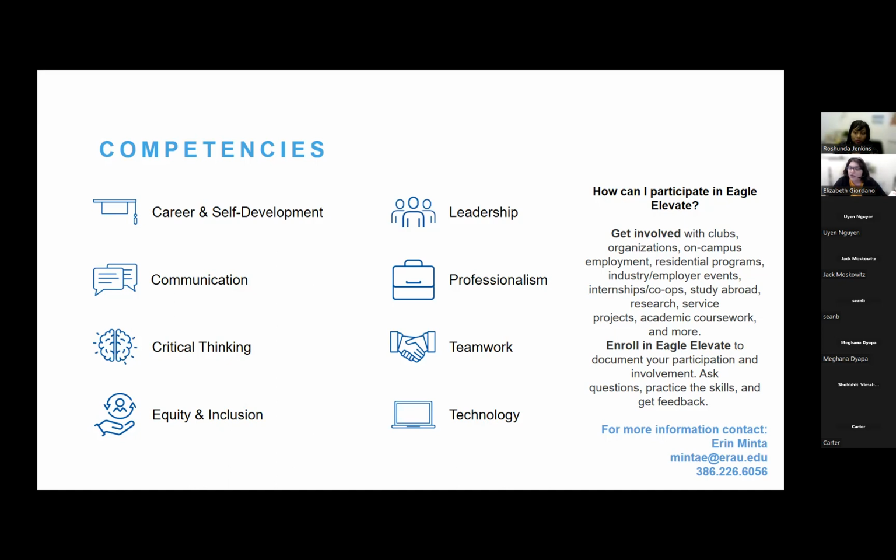So we are working on a Canvas course that should go live probably later this year, closer to fall semester. And so again, it's ways that you can learn these skills. There's also other events on campus that are involved in this. So if you go to an equity and inclusion, diversity event, that might count for that competency for Eagle Elevate. If you're a leader on campus, you do teamwork in class all the time, right? And so it's just a way for you to really understand what are the things I'm doing that relate to each of these competencies.